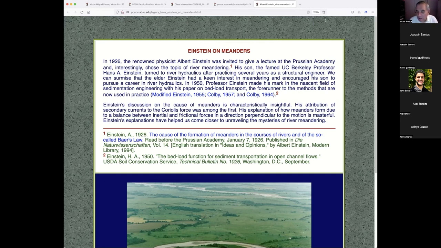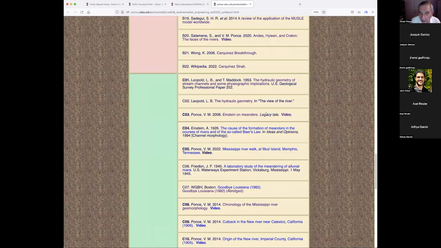But I don't think the elder Einstein got too much involved, because I don't recall, and I certainly have not read any papers that were written by the elder Einstein. The younger Einstein, yes, but not the elder Einstein, okay? So Einstein's explanations have helped us come closer to unraveling the mysteries of river meandering. And he has, by the way.